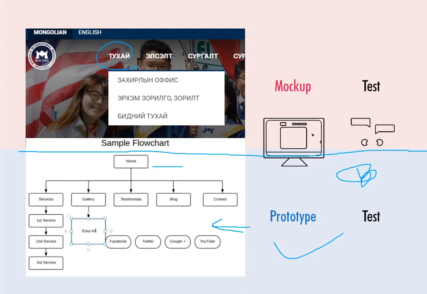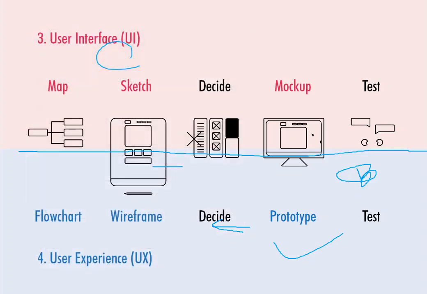You can Google and read more on flowcharts when you make your own. You don't have to draw with a computer. You can use traditional pen and paper, take a picture of it, and upload it to the classroom. Our next step is to make a wireframe.